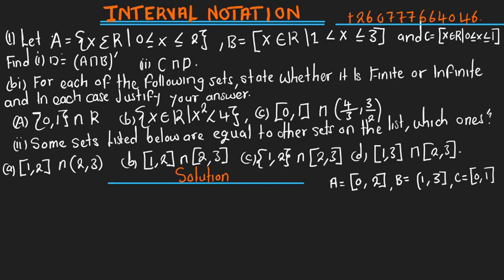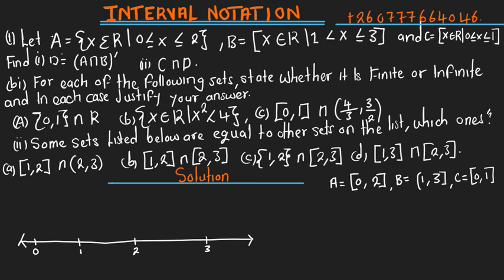We can plot that on the real line. If we plot that on the real line, we're going to have something like this. We're going to have a 0, and then a 1, then a 2, then a 3.